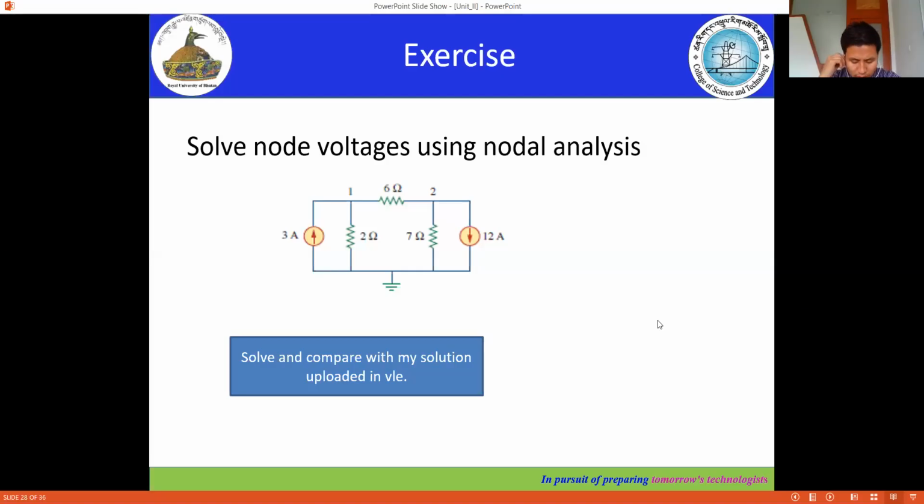Okay, in this session, we're going to discuss nodal analysis when there's a presence of dependent source. But before we really go into the main session, please try to solve this one. This is the class exercise. Solve node voltages using nodal analysis.